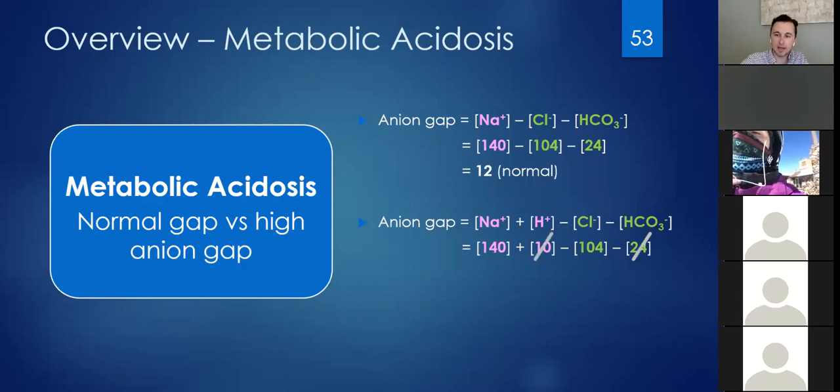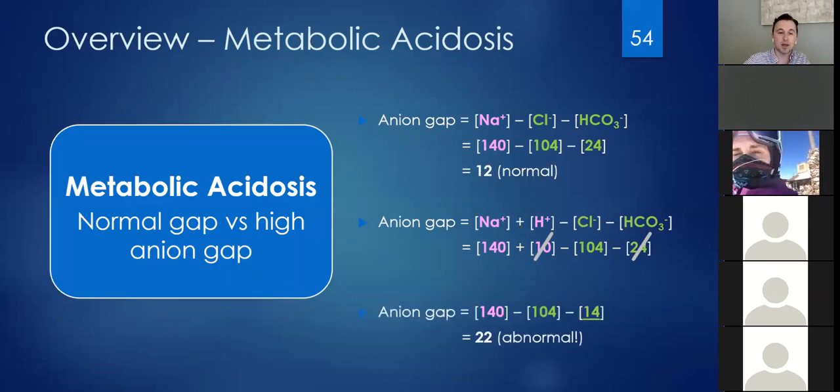Now the body doesn't like it when we add all of this extra acid, so it's going to try to buffer the hydrogen with bicarb. As the hydrogen gets buffered away, we're going to see our bicarb drop. So now our anion gap equation becomes 140, a normal sodium, minus 104, a normal chloride, minus 14. Again, we started with 24, but 10 of those molecules of bicarb had to be used to buffer that excess hydrogen. In essence, that gives us this value of 22. So you can see that by the addition of an abnormal acid that shouldn't be there, your bicarb will drop, giving you this positive gap acidosis.